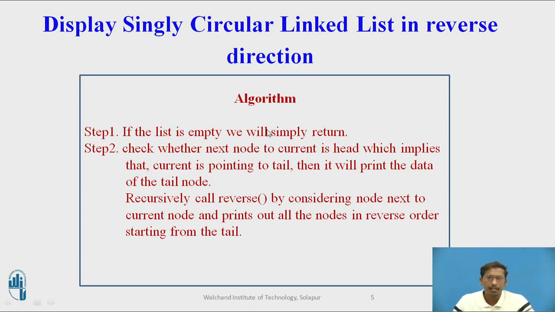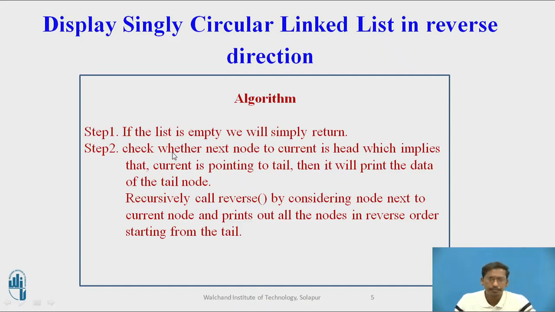Now the second algorithm is for displaying singly circular linked list in reverse direction. There are multiple approaches to print the singly circular linked list in reverse direction. You can use recursion, or you can print it in reverse direction without using recursion also. So this is an algorithm for printing singly circular linked list in reverse direction. The first step is to check whether the linked list is empty. In that case, you are simply returning from the function.